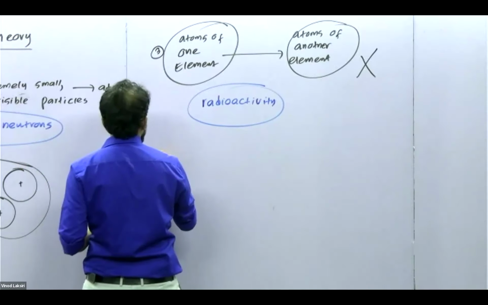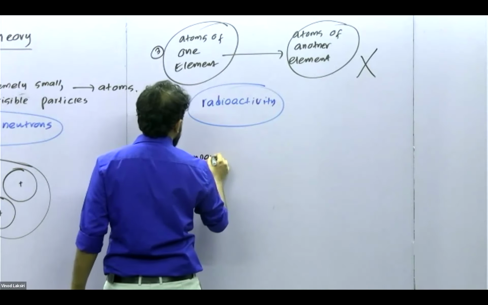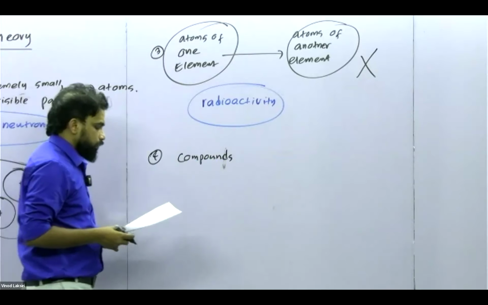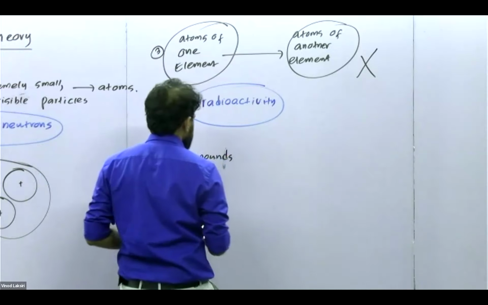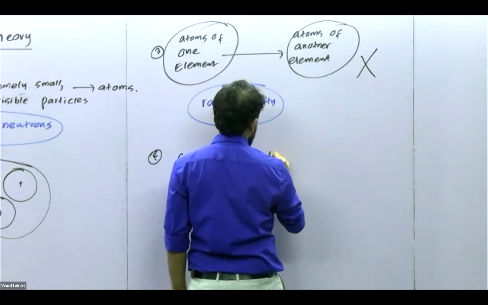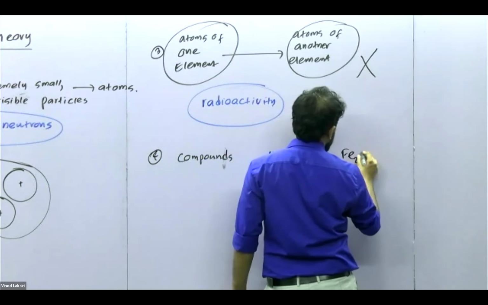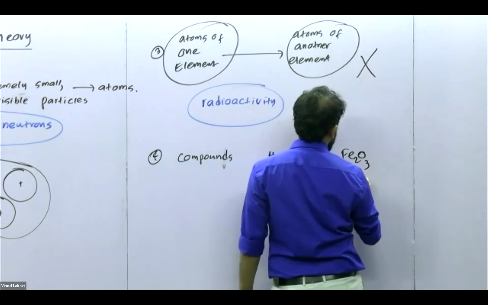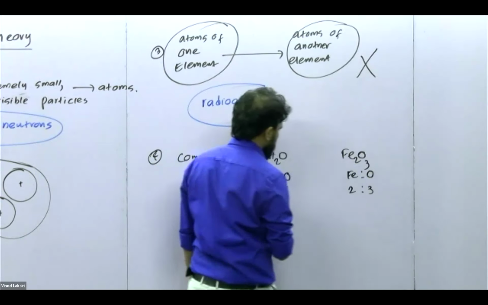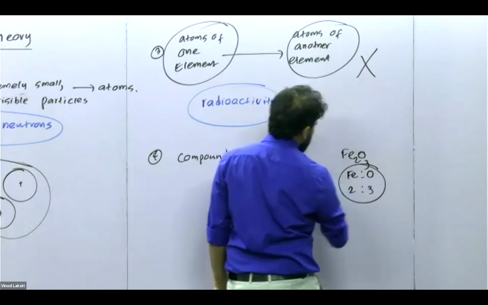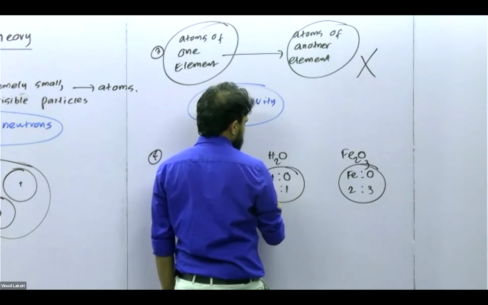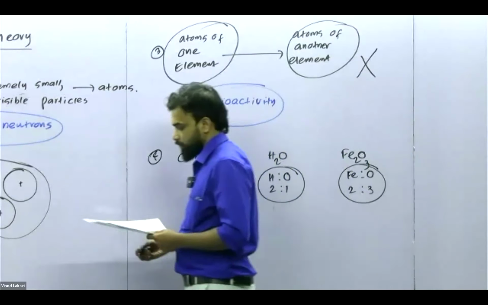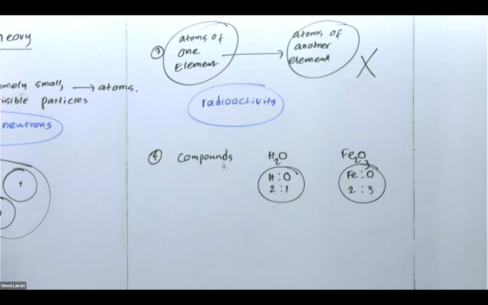And the fourth one: compounds are produced by combining two or more atoms of different elements in simple numerical ratio. It is okay, right? Consider H2O and Fe2O3. H2O is formed by hydrogen to oxygen in a 2 to 1 ratio. This is formed by Fe to oxygen in a 2 to 3 ratio. In this way, compounds are formed by combining atoms of different elements in simple numerical ratio. So those are the four assumptions of Dalton, right?